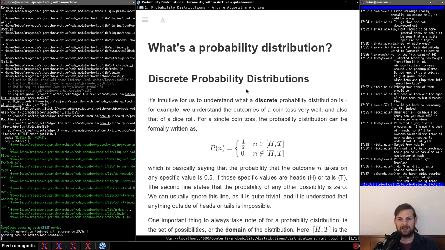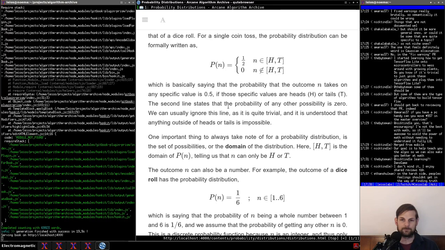Okay, so it's intuitive for us to understand what a discrete probability distribution is. For example, we understand the outcomes of a coin toss very well, and also that of a dice roll. For a single coin toss, a probability distribution can be formally written as this. P is 1/2, with a probability of 0 of not being heads or tails.